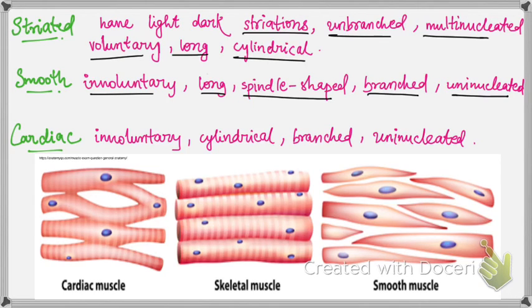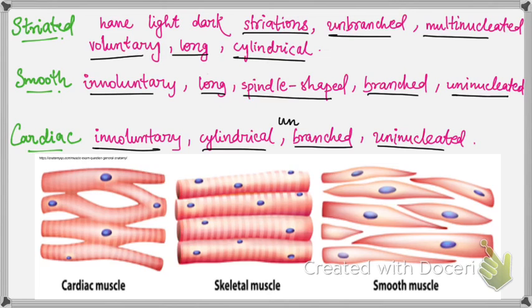Now you have cardiac muscles which are also involuntary. You can't make them work as you wish. They will work throughout life. Then they are cylindrical, unbranched, and uninucleated. Cardiac muscles are there in your heart because you can't stop your heart working.